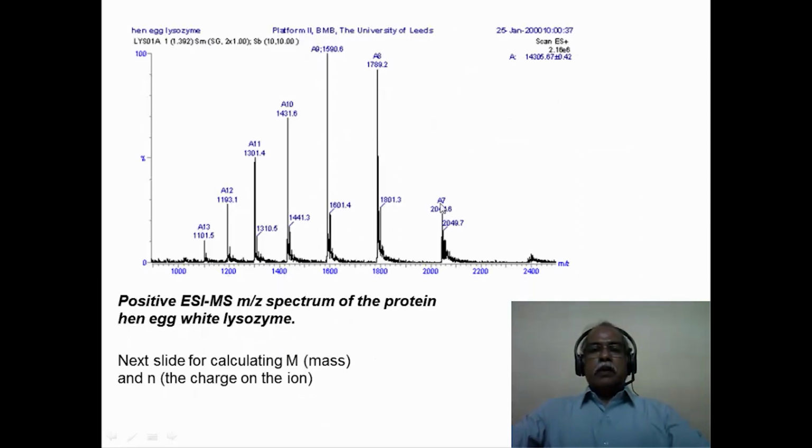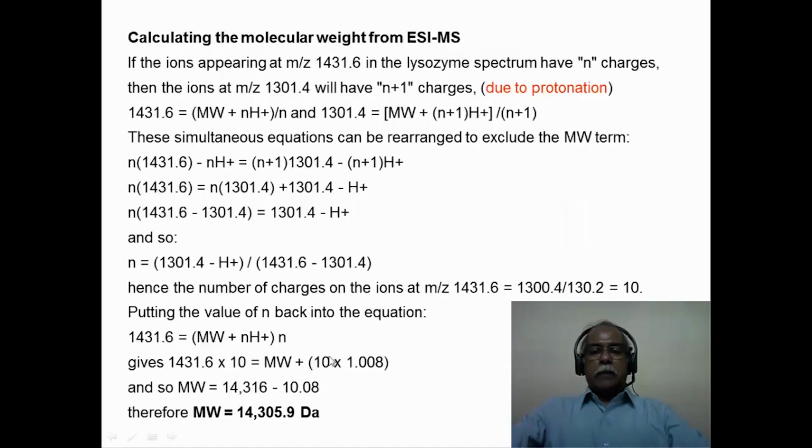So one need not actually know the charge of the particular ion, but what one needs to know is that the adjacent ions are going to be 1 plus charge more or 1 minus charge less, going on either side of the spectrum, starting from, let us say, the most abundant ion in this particular case. So it's fairly easy to calculate the number of charges and finally arrive at the molecular weight of this particular enzyme easily.